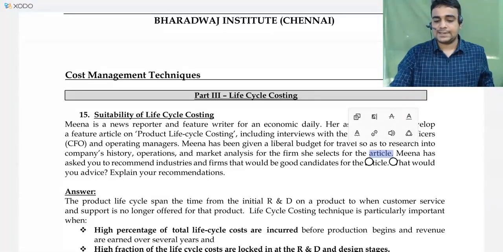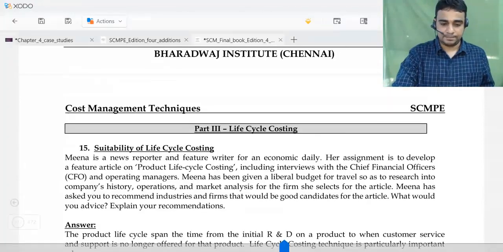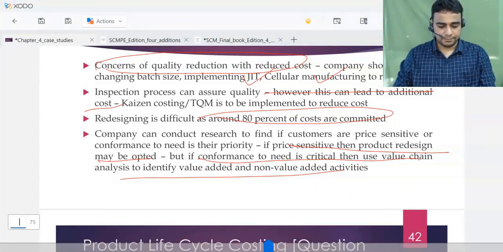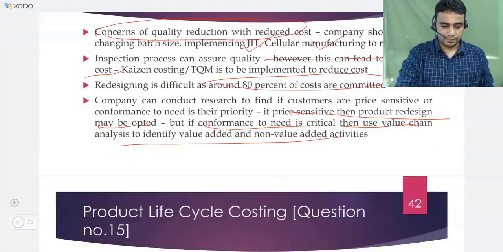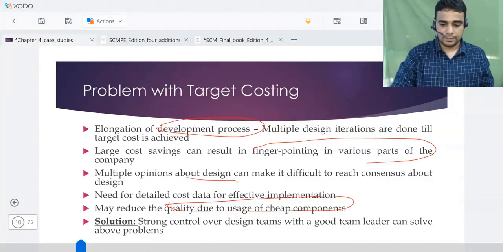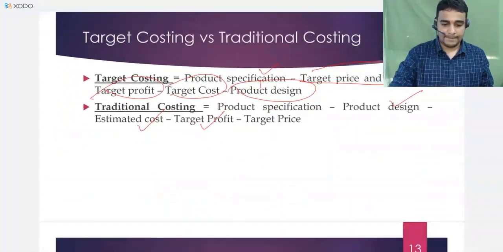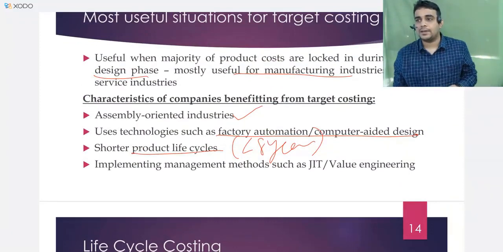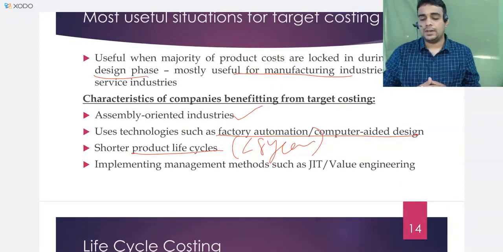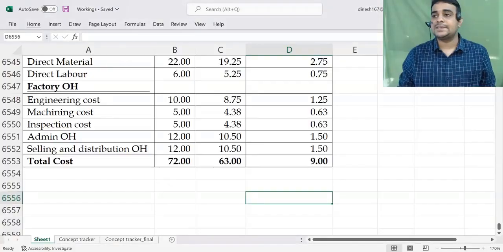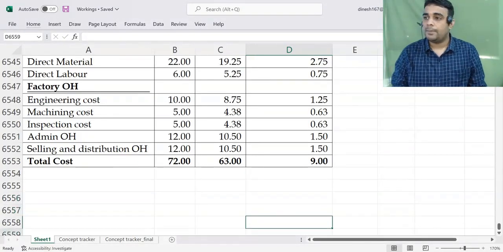I'll go to the next segment, which is called life cycle costing. Okay, let's come to life cycle costing. Now, what are we going to learn in life cycle costing? A product goes through multiple stages.